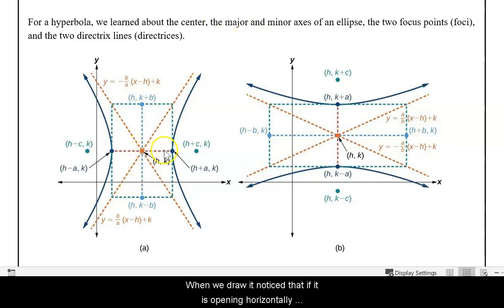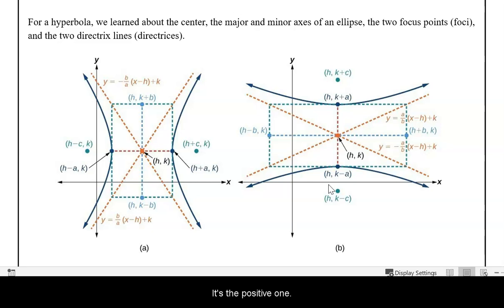When we draw it, notice that if it is opening horizontally, that means to the right and to the left, the a value goes from the center to the vertex on each branch of the hyperbola, and that a in the hyperbola may not be longer than b, like it is for the ellipse. For the hyperbola, the one that determines whether it opens left, right, or up, down is the term that is positive. Whether the denominator is larger in absolute value or smaller does not matter.